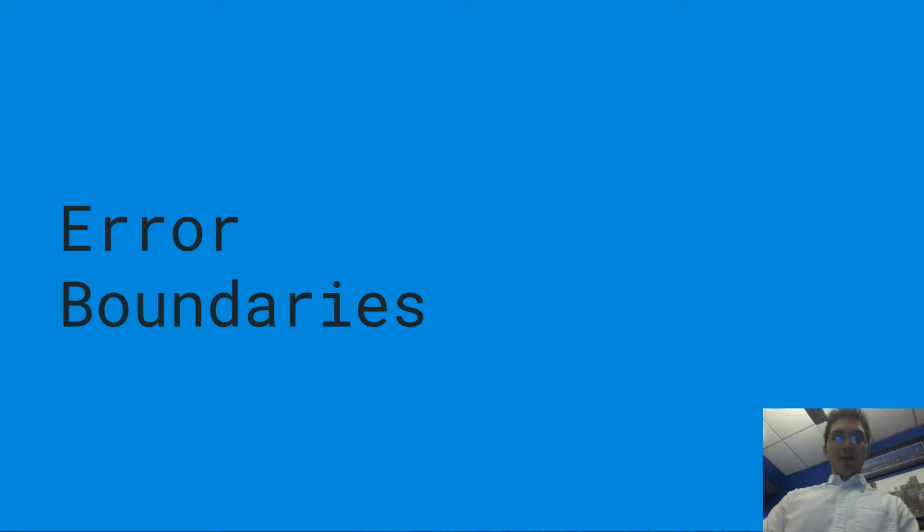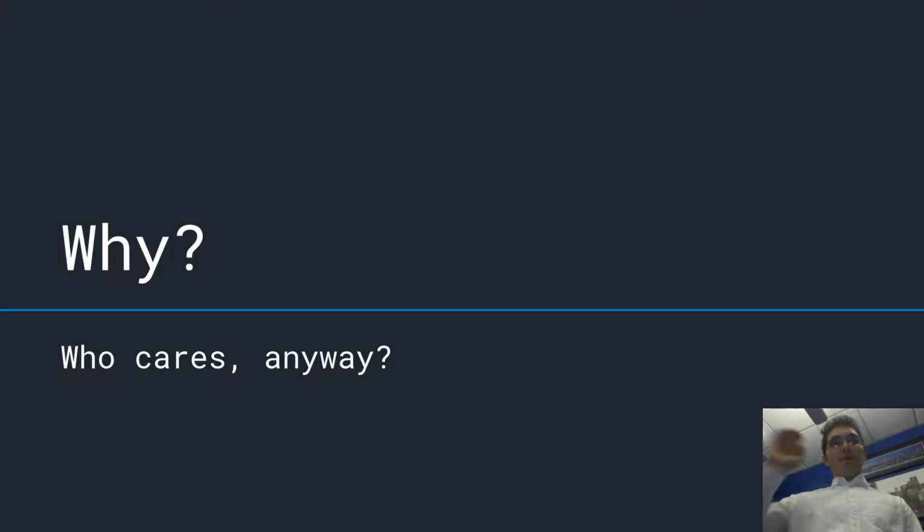So this talk is about error boundaries. Error boundaries are new in React 16, which is new as of like a month ago. So why do error boundaries, right? Who cares anyway?